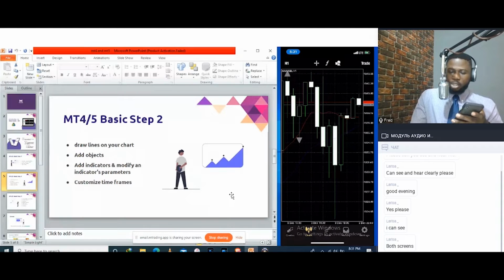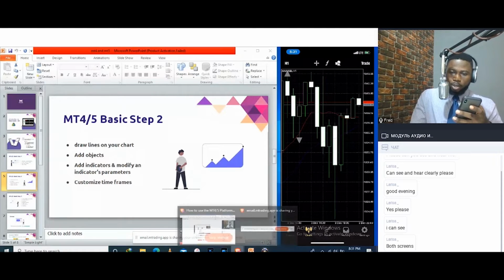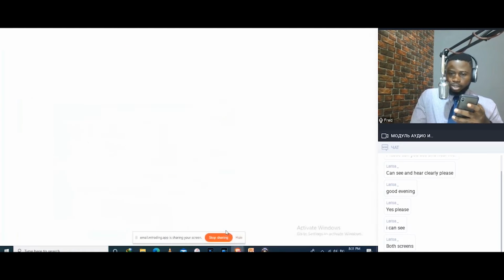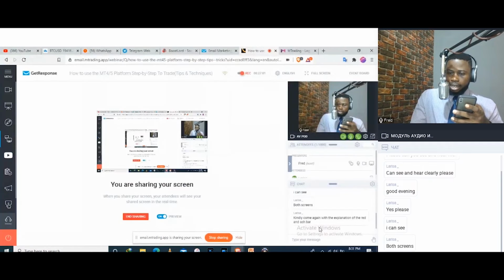If there is any question, I would be looking into the chat section to see if there's any question I can answer. All right, so someone is asking I should repeat the red and the ash bar, the red and the ash bar. Okay, so I'm going to go back and repeat that. That was when we were talking about the ask price.